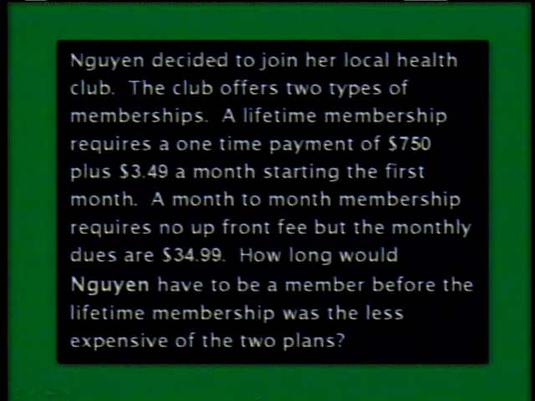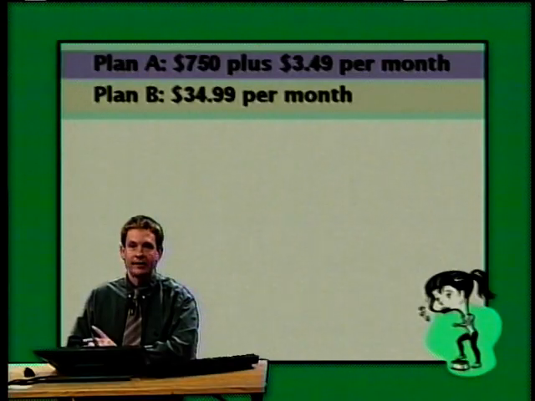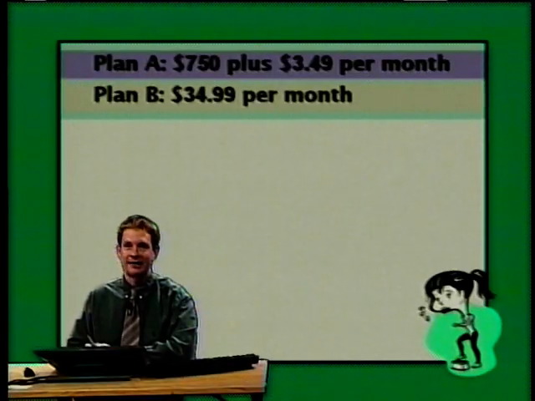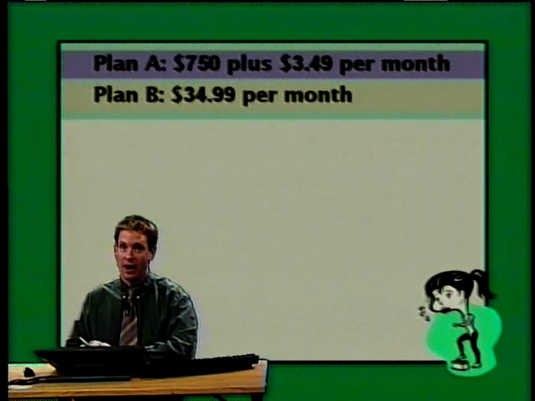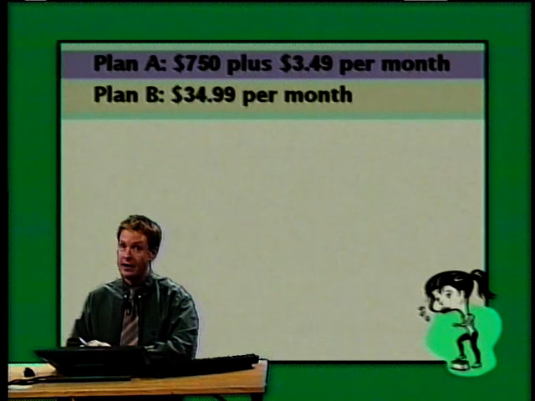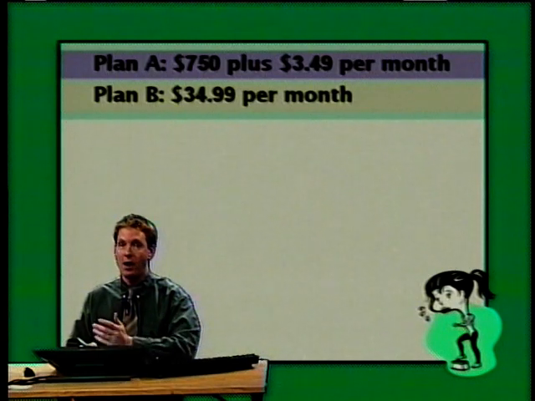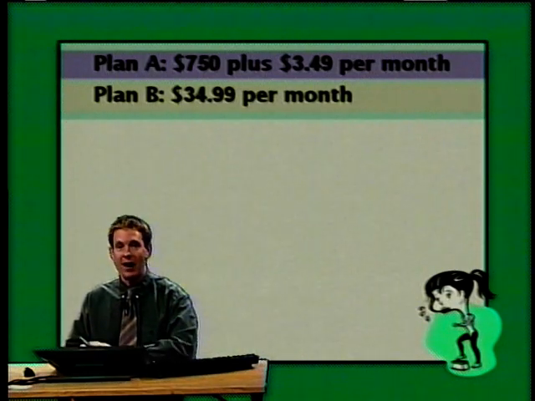So I've summarized the data up here, and I've given the two plans names. Plan A, Nguyen has to fork over $750, but then she only has to pay $3.49 every month. Plan B, Nguyen does not have to hand over a hefty chunk of change just to get in the door, but she does have to pay a hefty fee of $34.99 every month. After a while, this $34.99 per month is going to overwhelm the $750 that she would have paid up front under the other plan. Let's figure out when this happens.